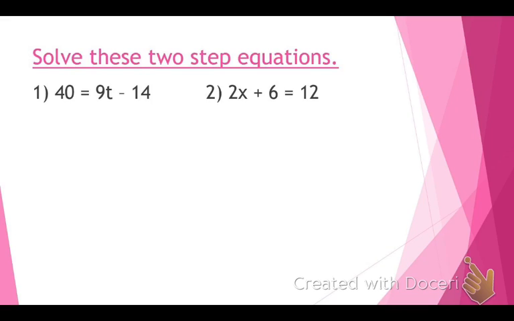Okay, remember your whole goal is to get that variable by itself. These two want to stay together as long as they possibly can. So I'm going to get rid of the negative 14. You are correct. You have to do plus 14. Keep going, Alex. What do I do next?